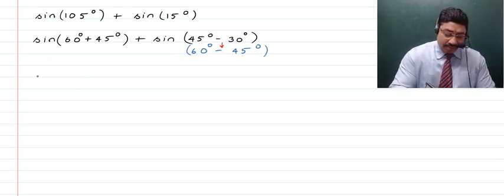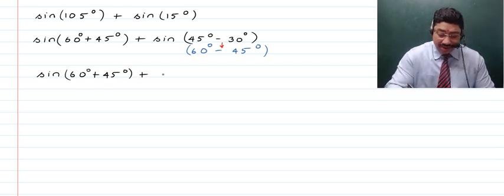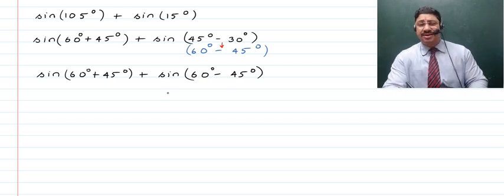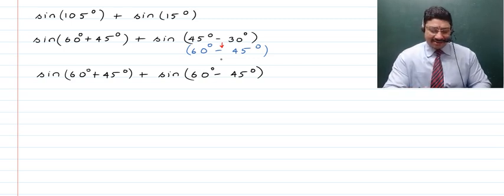As such, we are now going to talk about sine of 60 plus 45, obviously in degrees, to which we are now going to add sine of 60 minus 45, which also is going to give us 15. But as the angles are similar, you will find that many trigonometrical ratios will automatically get cancelled, simplifying our calculations.